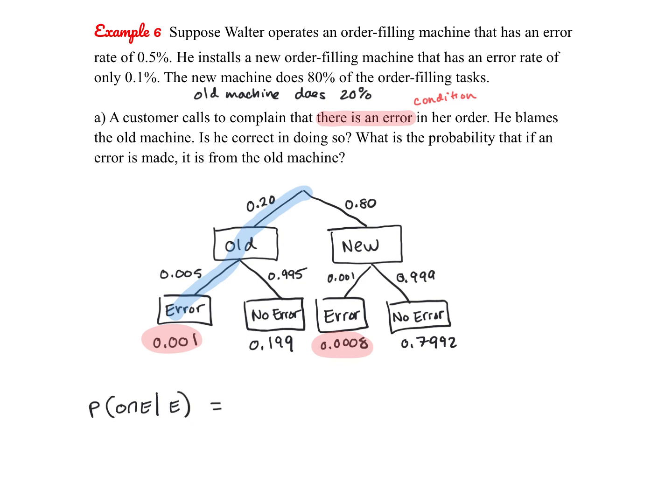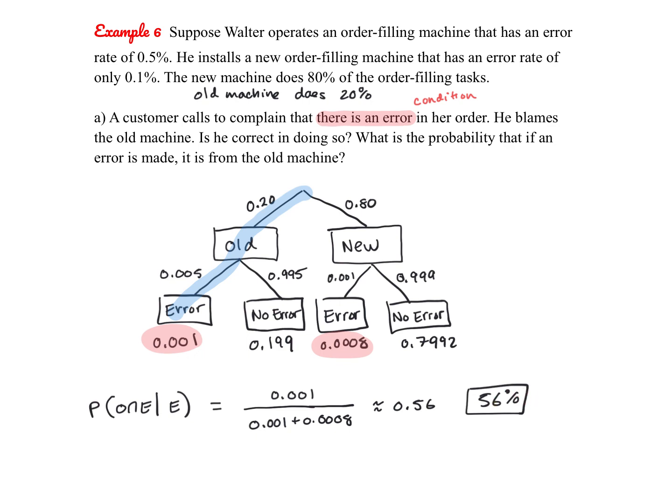So to do this, our denominator is going to be the probability of error. So we're going to add up these two individual probabilities. So 0.001 plus 0.0008. And then to find this probability, again, that it was old and it made an error, we would multiply these two, which we already did right here. So it's simply 0.001. So this gives us about 0.56. So there's a 56% chance that if an error was made, it was in fact made by the old machine.